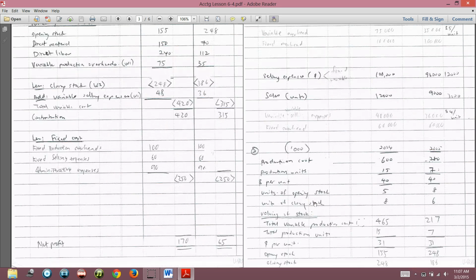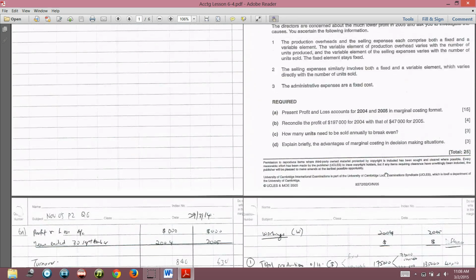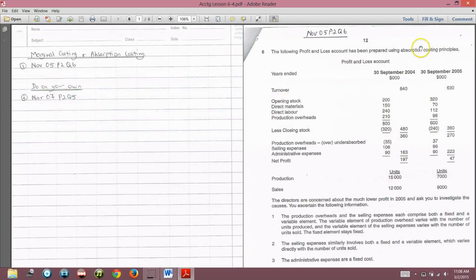Okay, now look at the question. What are all the production costs according to the question here using the absorption costing principle? So what are all the production costs? Take your calculator and add 150 plus 240 plus 210, which is 600,000. So this production cost is 600,000.